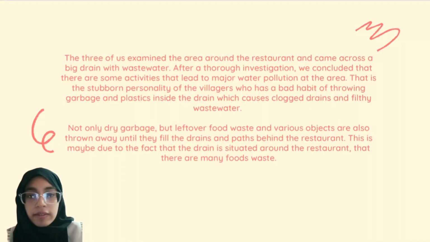The 3 of us examined the area around the restaurant and came across a big drain with wastewater. After a thorough investigation, we concluded that there are some activities that lead to major water pollution in the area, and that is the stubborn attitude of the villagers, who have a bad habit of throwing garbage and plastics into the drain, which causes clogged drains and filthy wastewater. Not only dry garbage, but leftover food waste and various objects are also thrown away until they fill the drains and paths behind the restaurant.